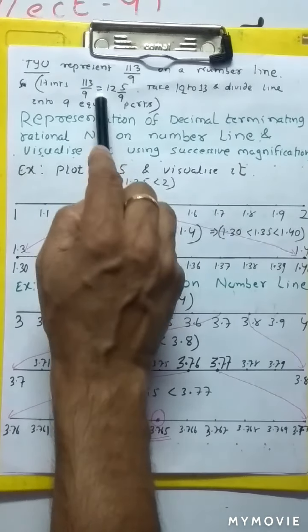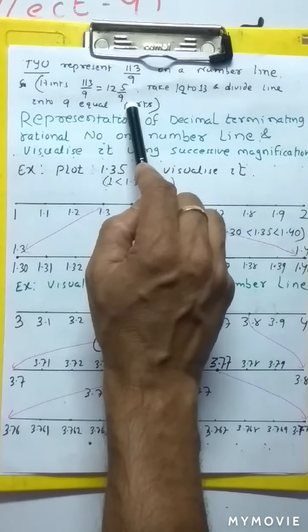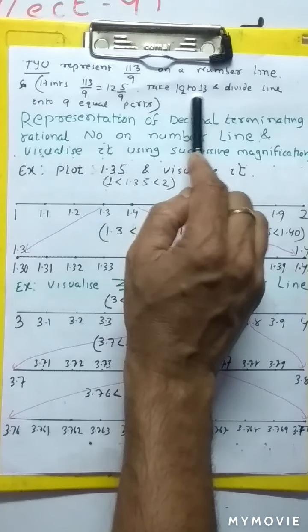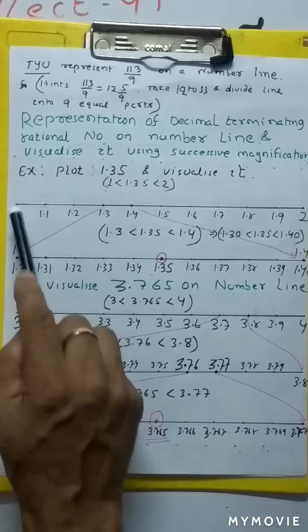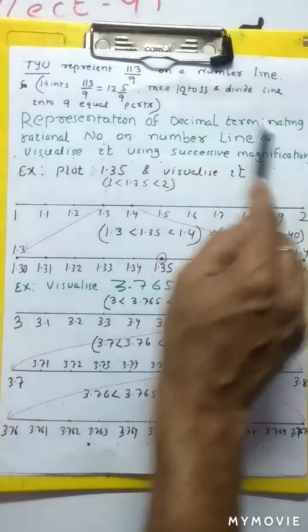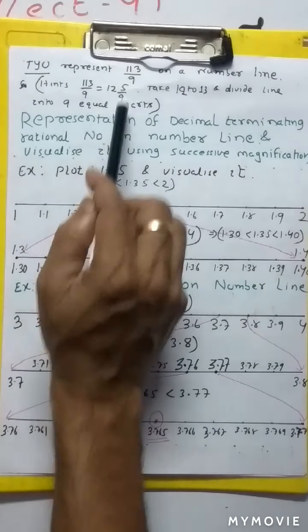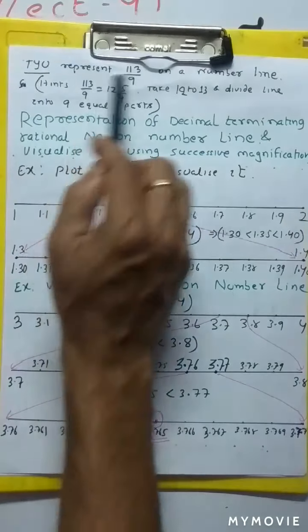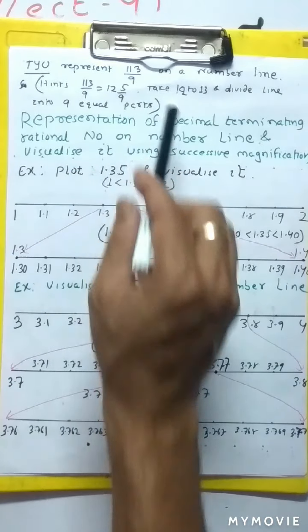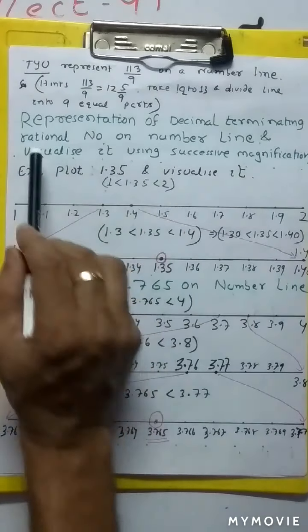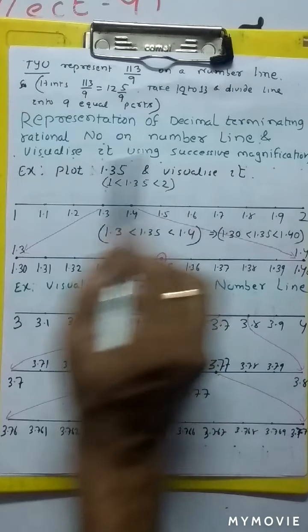So 113 by 9, if we calculate in mixed form, it is 12 5 by 9. So this number, 113 by 9, definitely lies between 12 and 13. Now you have to take a line from 12 to 13, and divide 12 to 13 into how many parts? 9 equal parts. Each part will represent what value? 1 by 9. So 12 plus 5 parts, you will get 12 5 by 9. So this is homework, practice at your home.